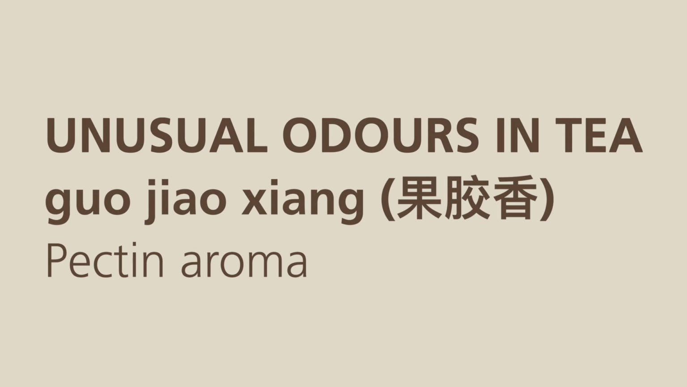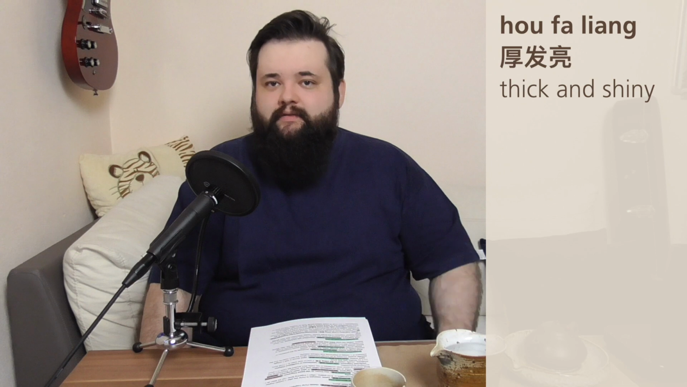And pectin aroma is a kind of slightly sweet aroma that's comparable to boiled young corn. It's produced when the pectins in the tea leaves dissolve at high temperatures, usually 95 degrees Celsius and above. This pectin aroma tends to be a sign of high-quality ancient tree tea. It also affects the texture of your tea. If there is pectin present in your tea soup, it's going to look thick and shiny, or hou fa liang in Chinese.